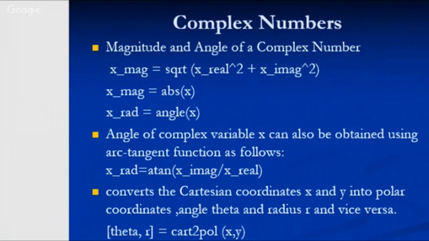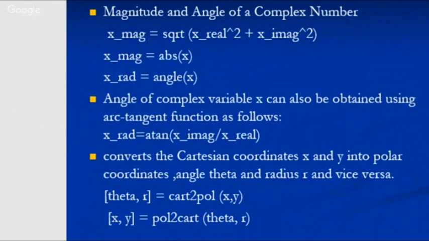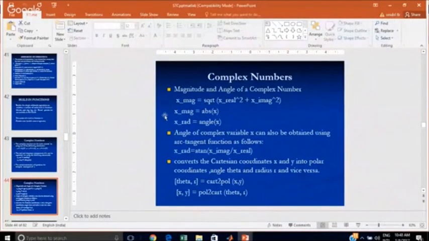Angle, if you want to find the angle of x, you can use atan. The arc tangent function can be used for finding the arc tangent. And then Cartesian to polar and polar to Cartesian, these functions can also be used. These are the different complex number functions. So these things you can try.